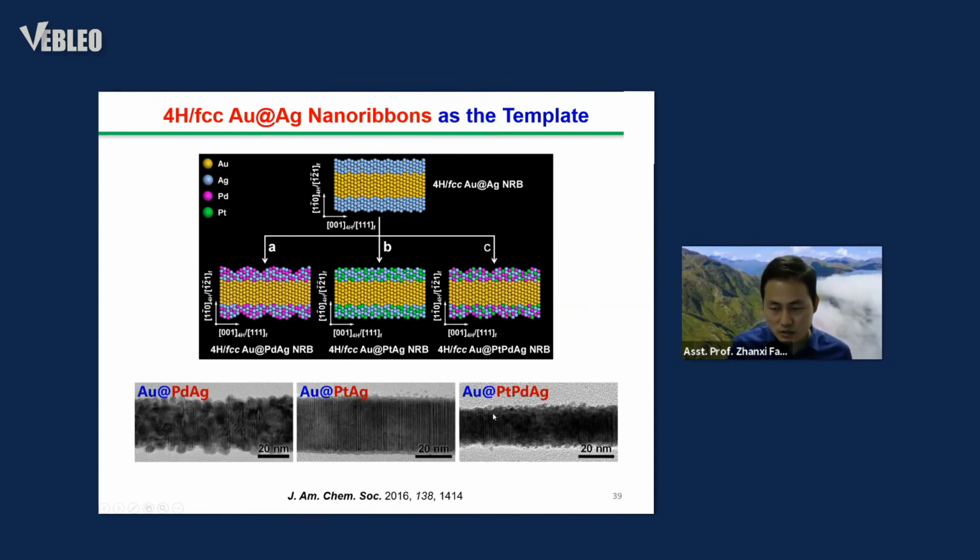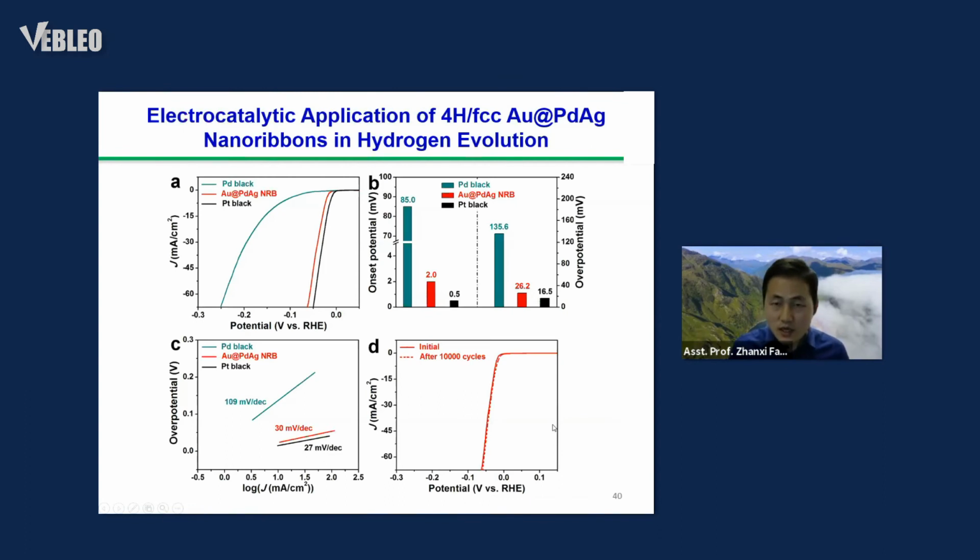And if we add the Pd and Pt precursors simultaneously into the solution containing the gold and silver nanoribbons, you can get gold-Pt-Pd-silver multi-metallic nanostructures. Most importantly, these unconventional phase nanostructures have some very unique and excellent catalytic properties.